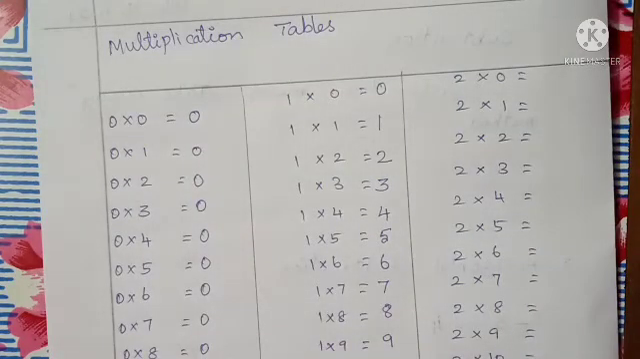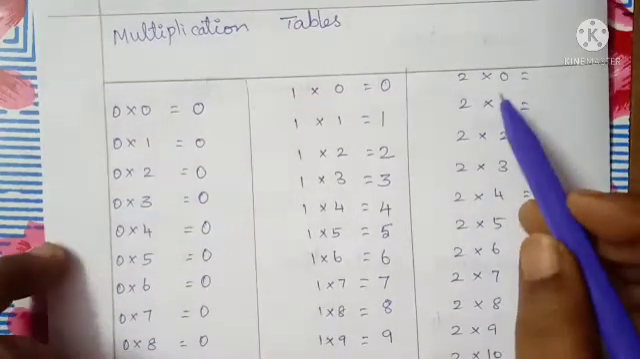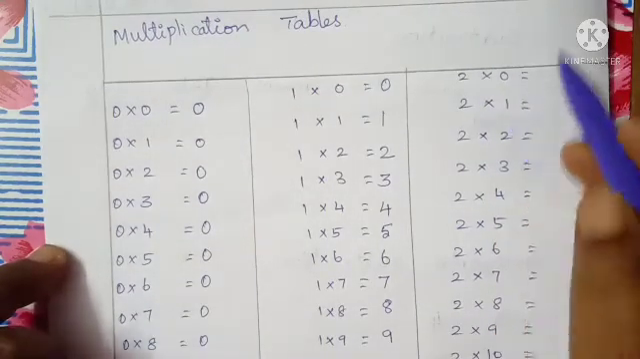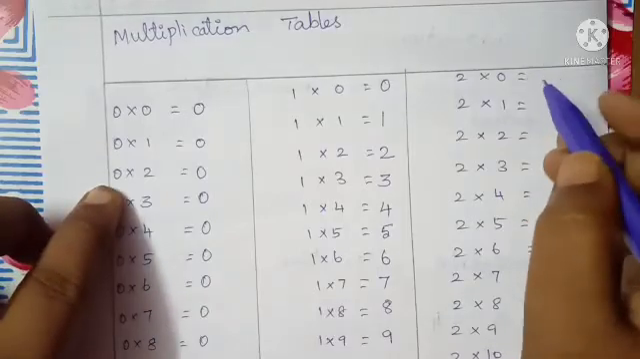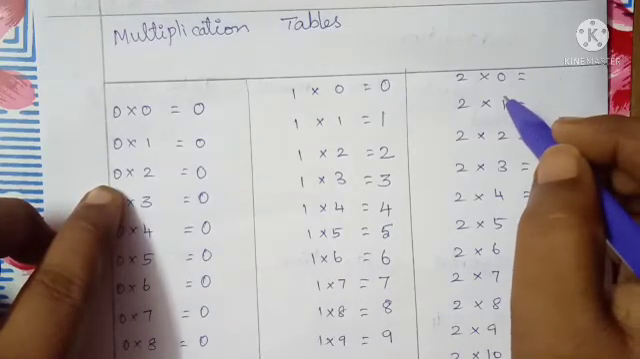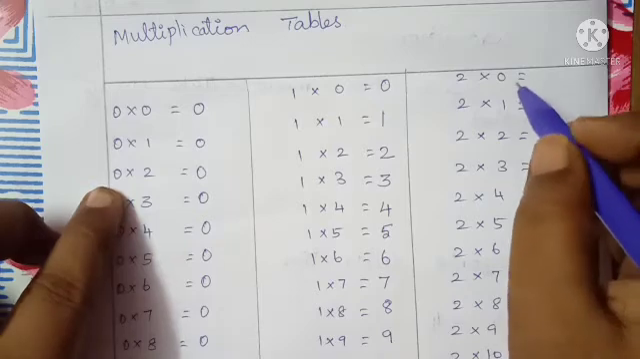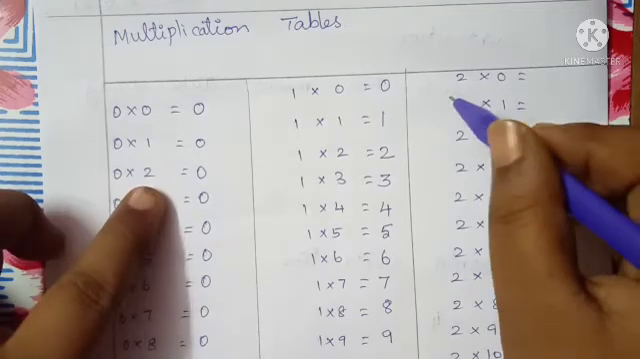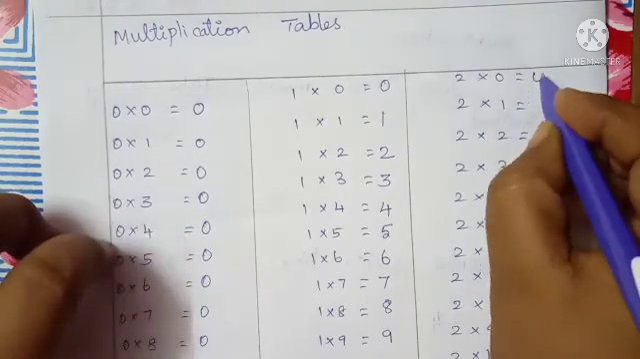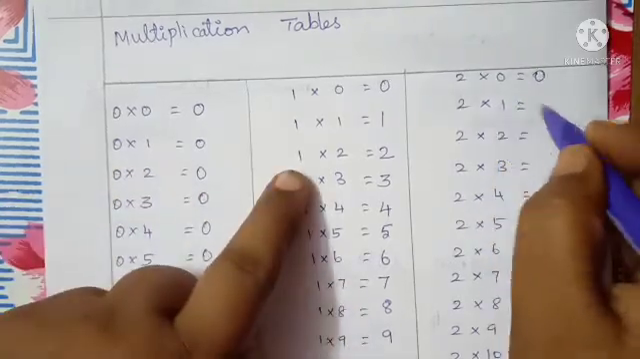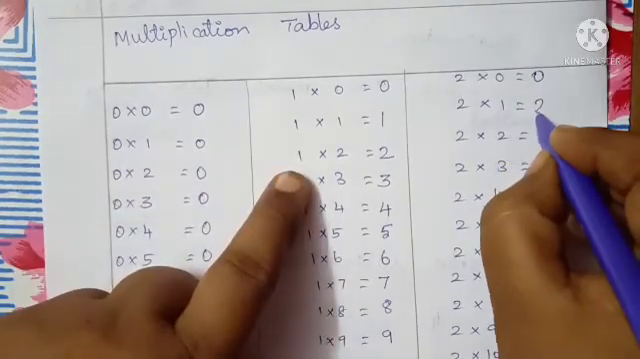Shall I move on now to the 2 table? So first, now 2 zeros are 0, multiplying with any number. 0 twos are 0, 2 zeros are 0. 2 ones are 2, or 1 twos are 2.